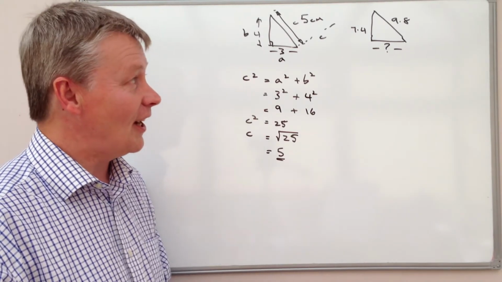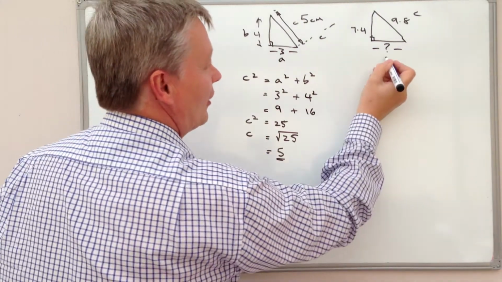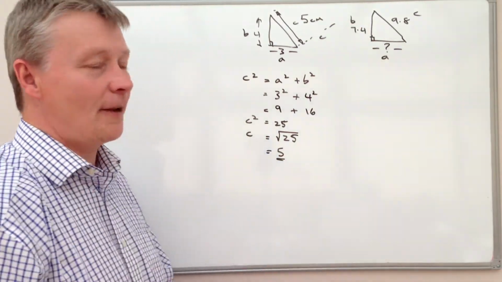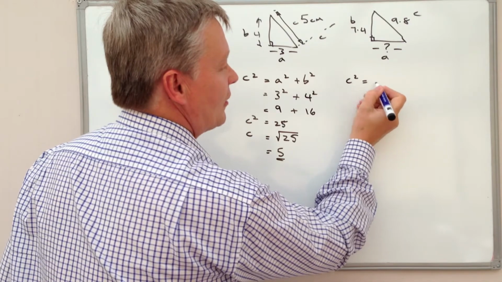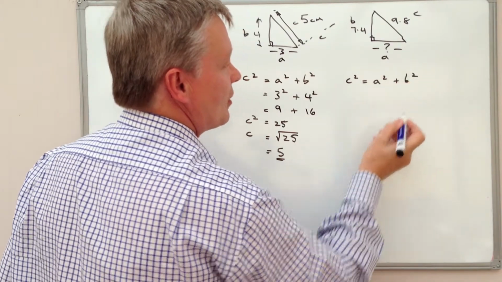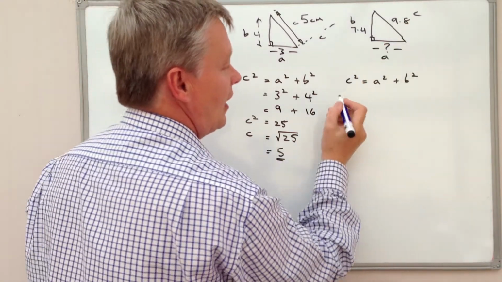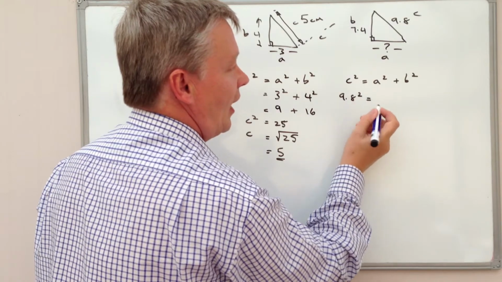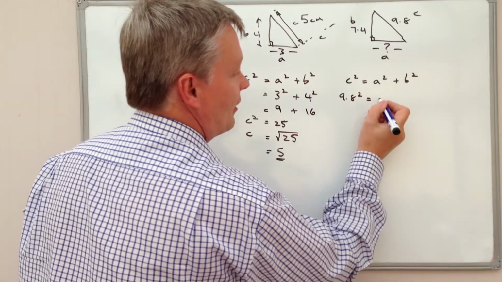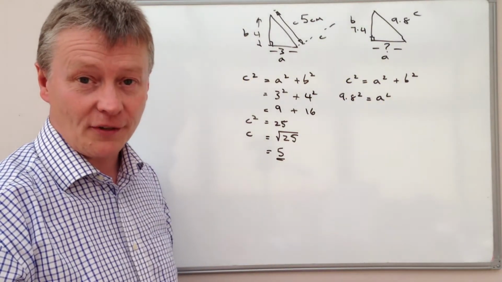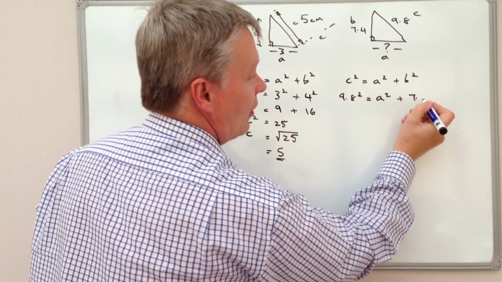Okay, so with this particular triangle, I know it's a right angle. I'm going to call this side C, I'm going to call this A, and I'm going to call this B again. So using exactly the same formula, I've got C squared equals A squared plus B squared. Okay, so I'm just going to put the numbers in. So C squared is 9.8 squared, so that's 9.8 along the hypotenuse. A squared, I don't know, and that's the bit I'm trying to find out, plus B squared, which is 7.4 squared.